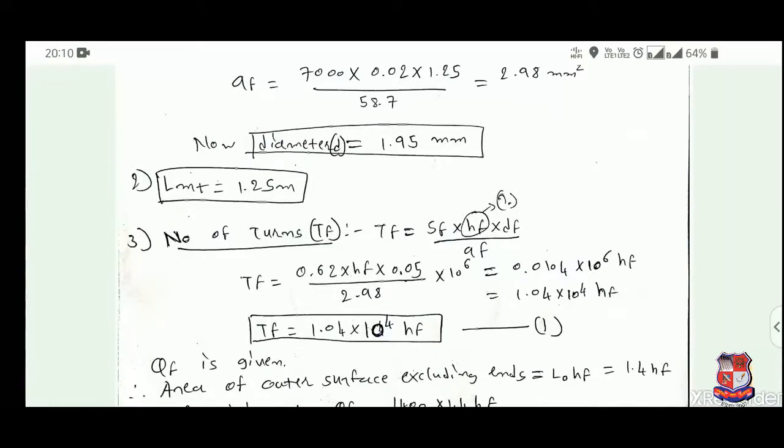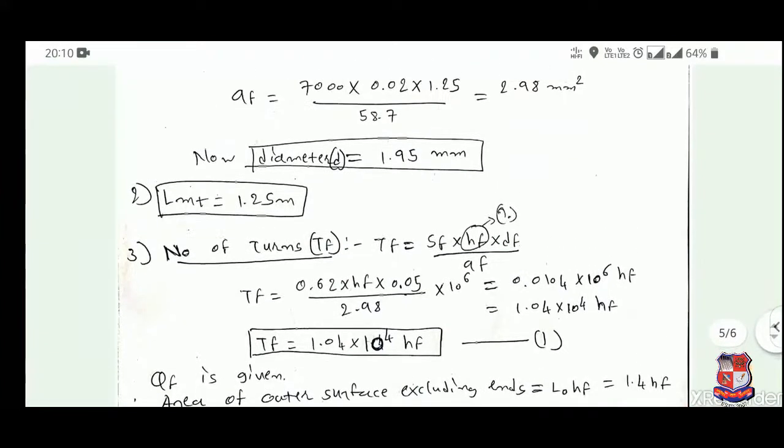So here, SF, HF, DF, 2.98. Here we are multiplying by 10 raised to 6 because the area is given in mm square, 2.98 mm square. If we convert into meter, it is 10 raised to minus 3 whole square into 2, so it will be 10 raised to minus 6, and it will go into the numerator, so it will be 10 raised to 6.